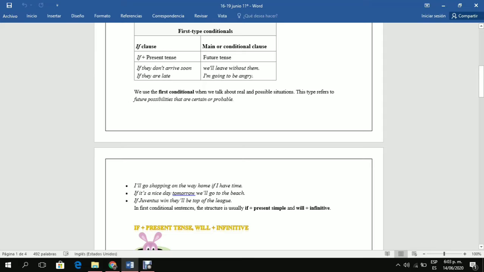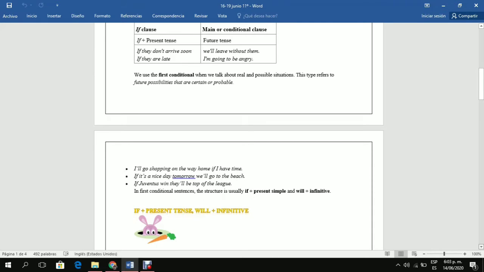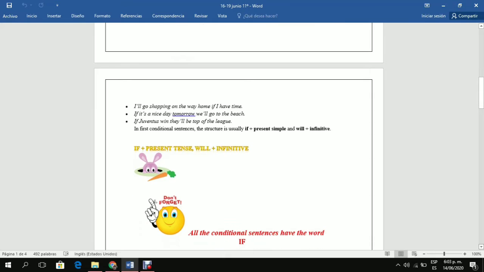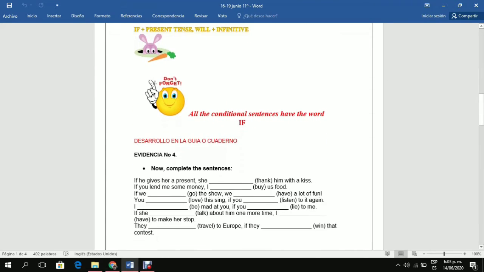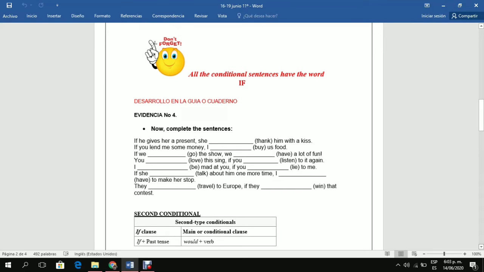Puedes observar aquí el futuro I'll go, la palabra if, que es la condición, and I have time, y el presente. Entonces, teniendo en cuenta esta estructura, desarrollas la evidencia número 4. Complete the sentences. Vas a completar en la evidencia 4 las oraciones teniendo en cuenta el primer condicional.